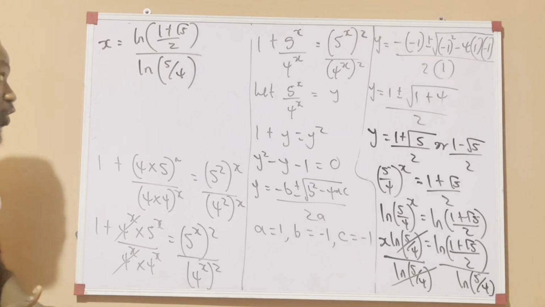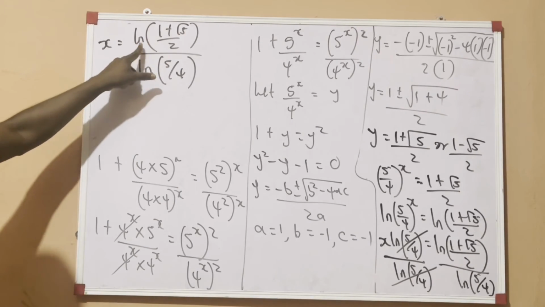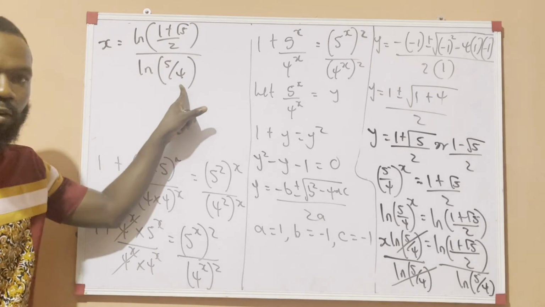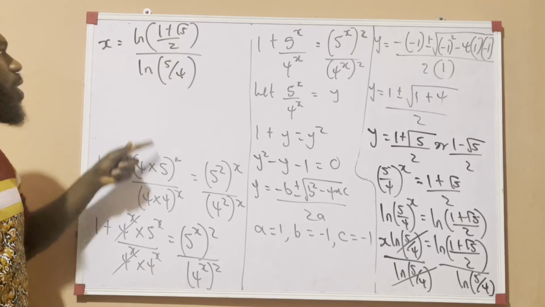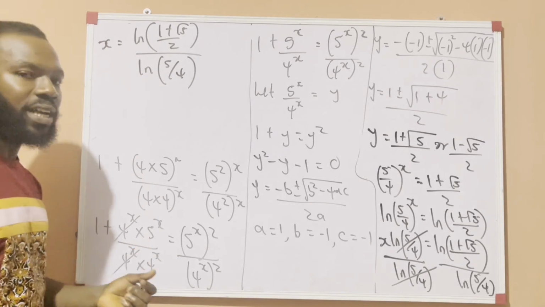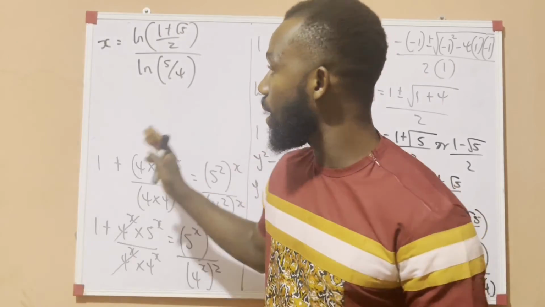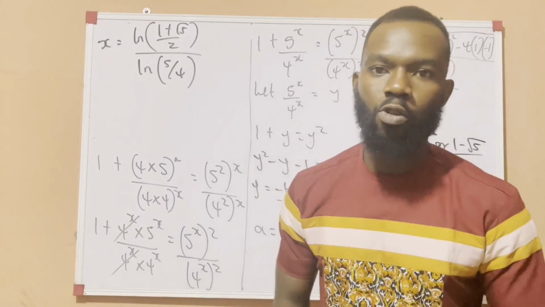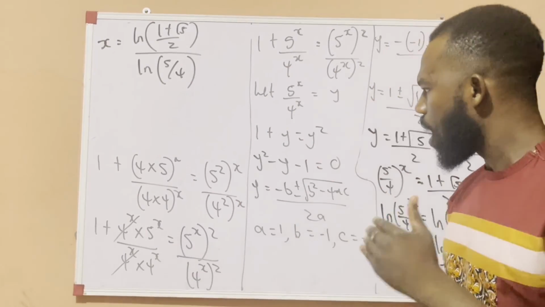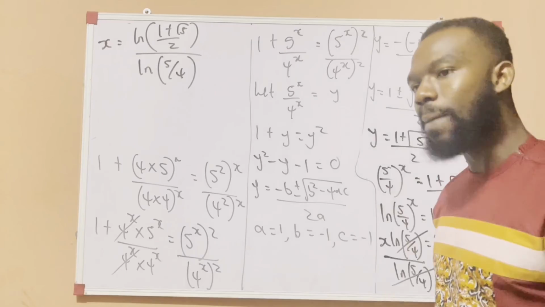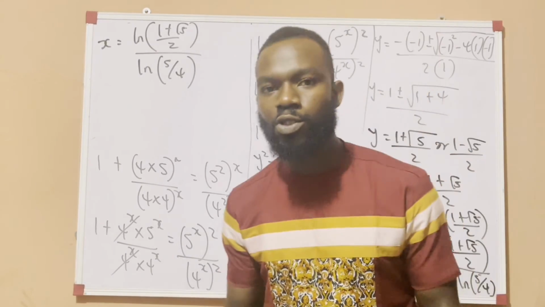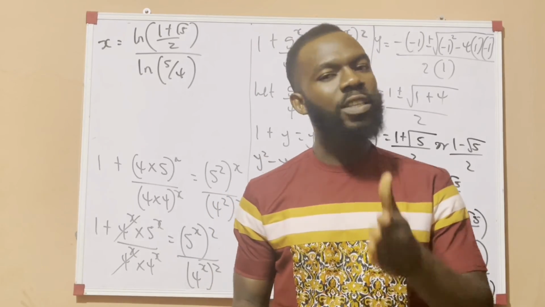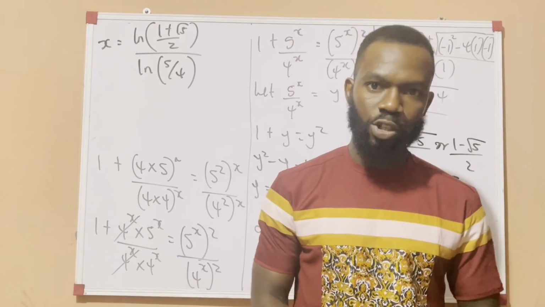If you use your calculator to find the natural log of this over the natural log of this, you are going to get the value of x. So this is how we got the value of x given the exponential equation. I believe you understood how we got all of this step by step. Sometimes the question might look so intimidating, but when you look at it properly, you might see a solution to it.